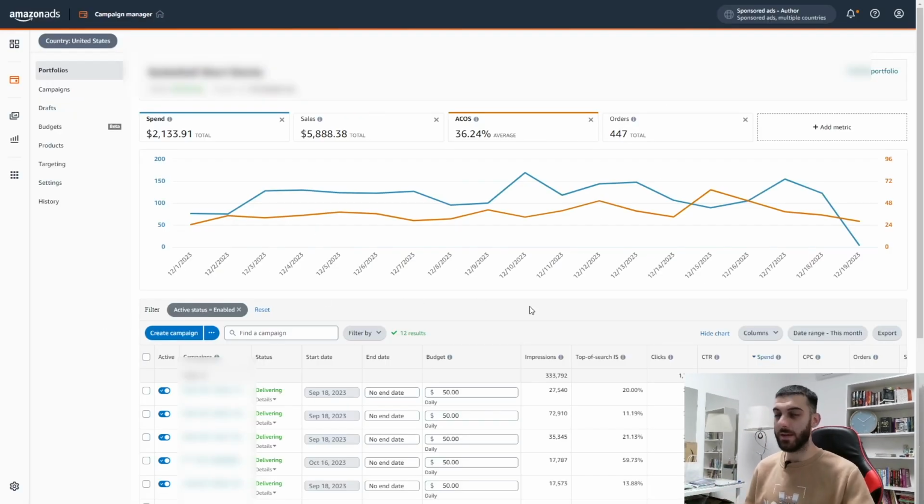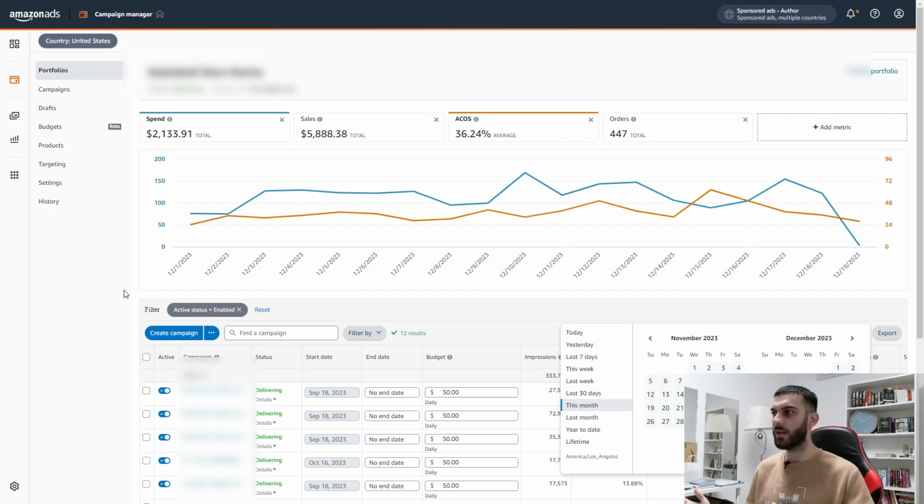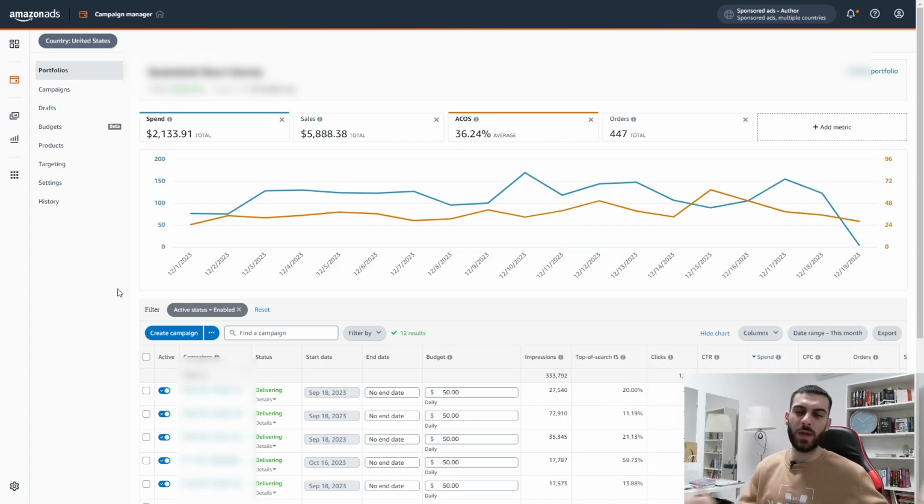Okay, so this is my ad campaigns. This is only for 19 days. This is for December. It's December, so everything's a little bit amplified, but it all still works the same, whether it's December or not. So this has been running for 19 days for this month, and I spent $2,000 at 36% ACOS, 400 orders, which is fine. It's not amazing, but it's good.